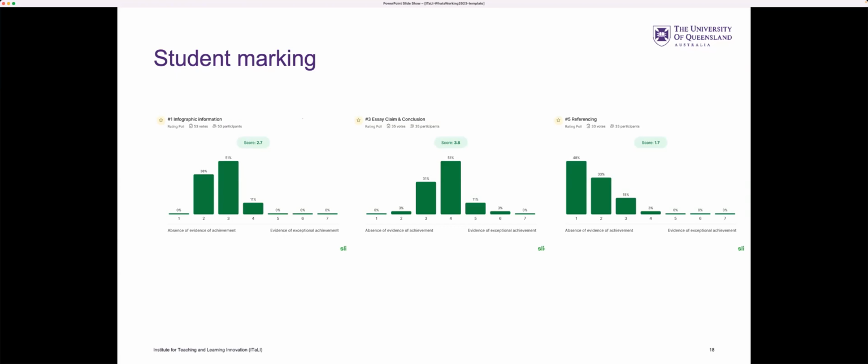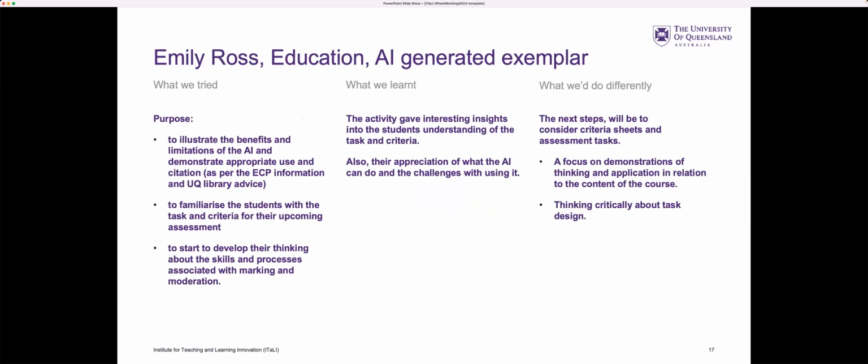And as you can see, they didn't really like the infographic that it started to produce. They were much happier with its essay, and they really did not like its referencing, which I thought was really interesting. If I can pop back to that slide, Hassan, please, I'll give you a bit of the insight into what the students were thinking. So from the activity, they really started to think about what the task was asking them to do? What did they need to show?